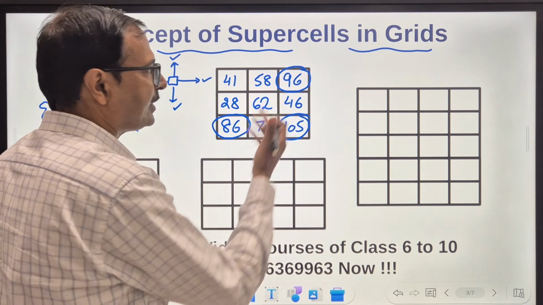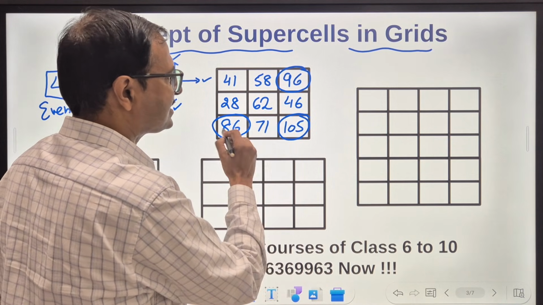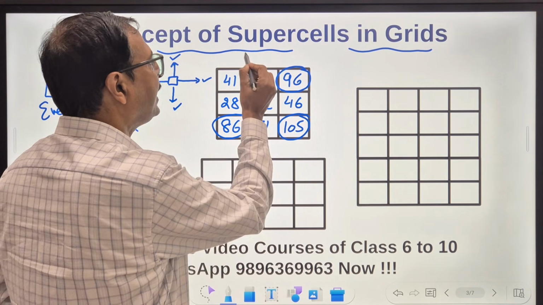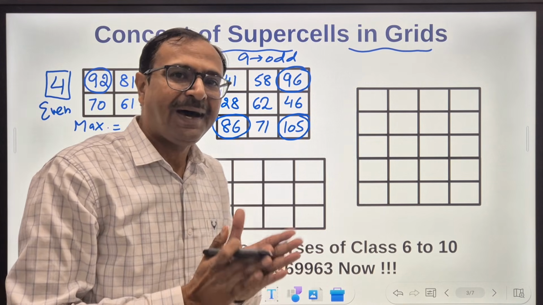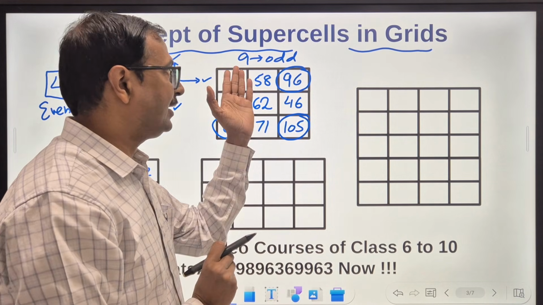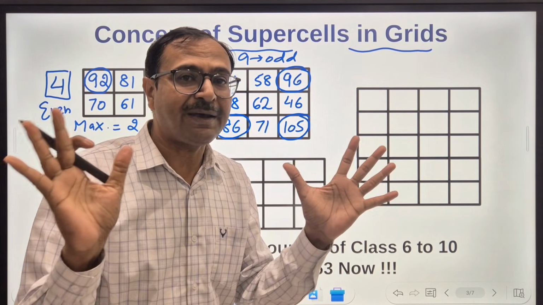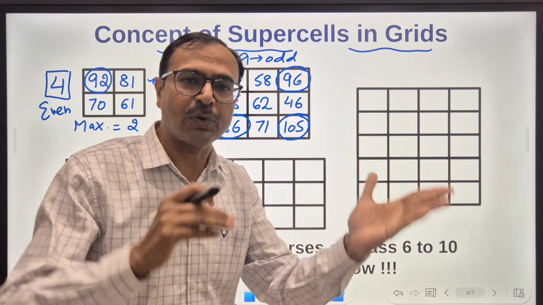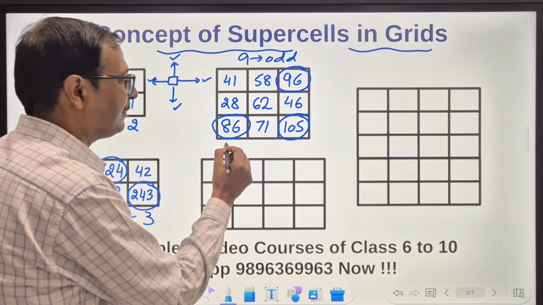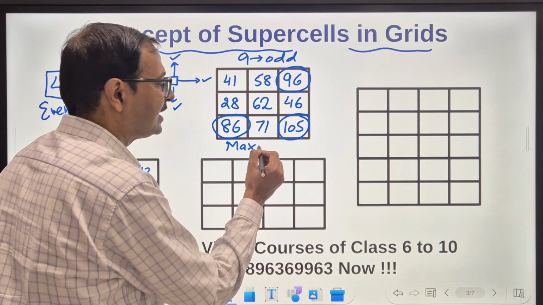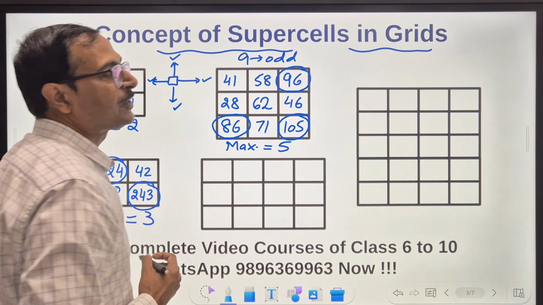Now how about the odd ones? 1, 2, 3, 4, 5, 6, 7, 8, 9. Now 9 is an odd number. So when I take half of 9, it will be 4.5. I can't have 4.5 supercells, either 4 or 5. Take the larger number. That is, the maximum number of supercells here is 5. Why?